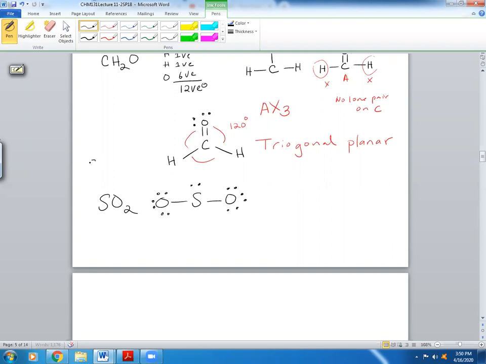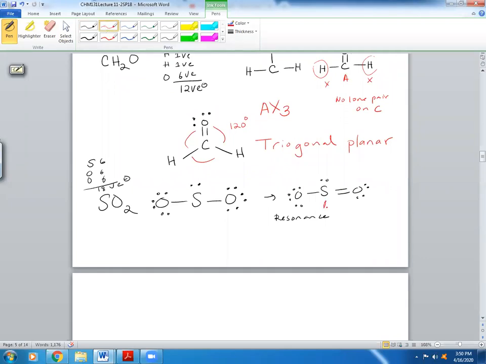Why? Because S has 6, O has 6, so this is 18 valence electrons. So you need a double bond. And remember, this has resonance in it. But you can do just the molecular geometry on one of those resonance structures, because this double bond can switch. Okay, so wonderful. Let's begin.